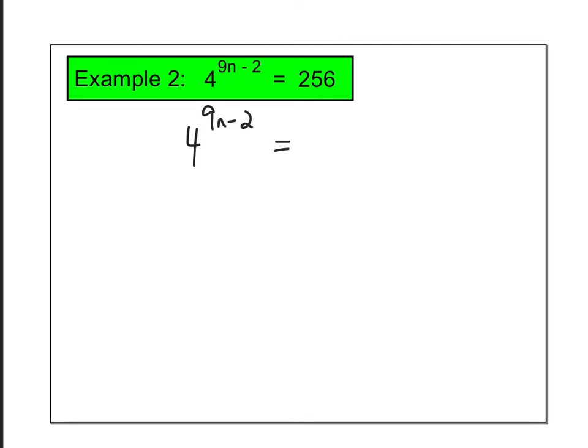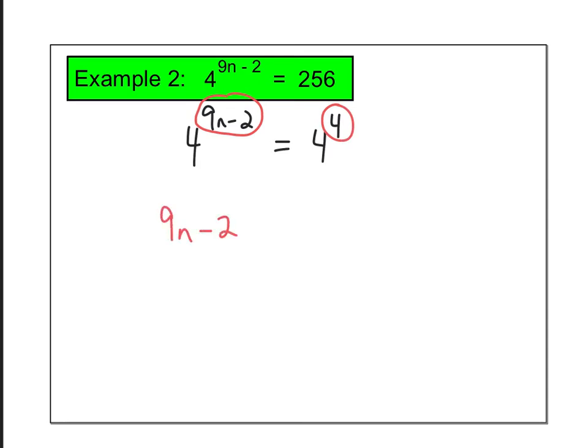So sometimes you just have to guess and check and try things like 4 to the third, 4 to the fourth. And actually you'll find out that 4 to the fourth is 256. Okay, so what I did, I just rewrote the 256. Now both sides have the same base, so I can just set these exponents equal to each other now.